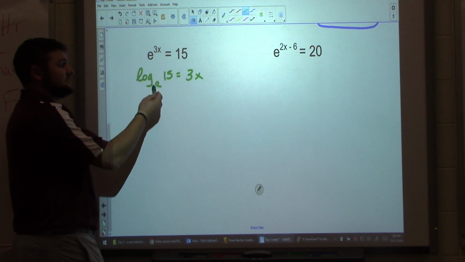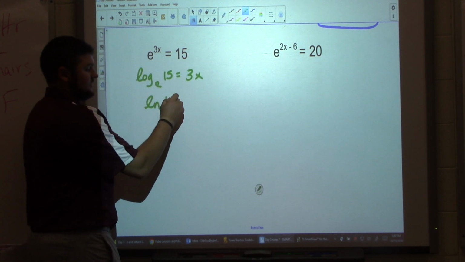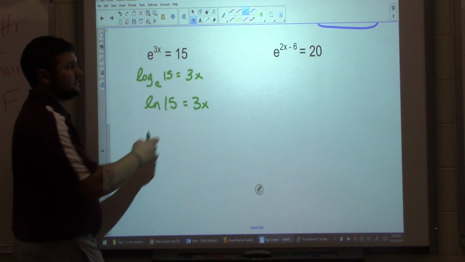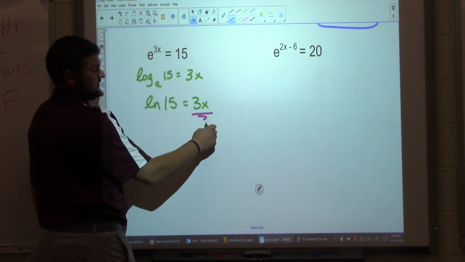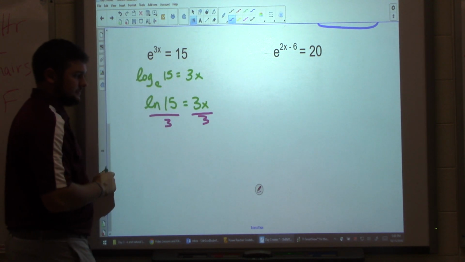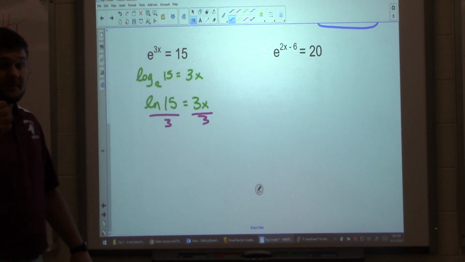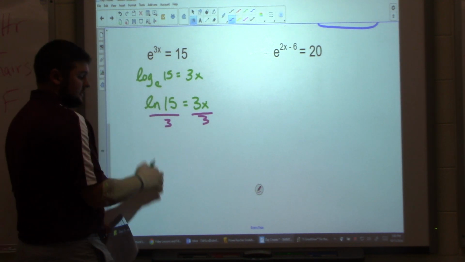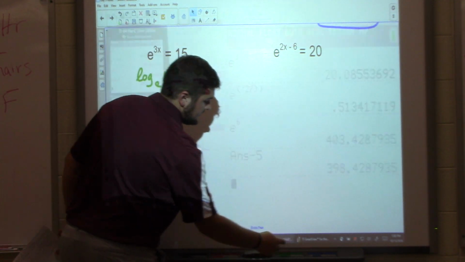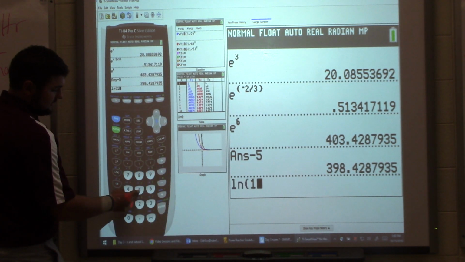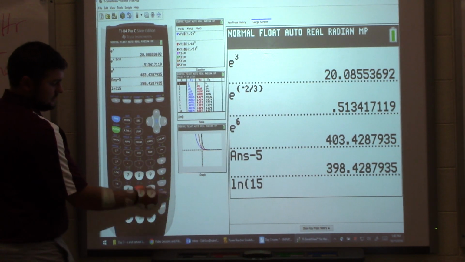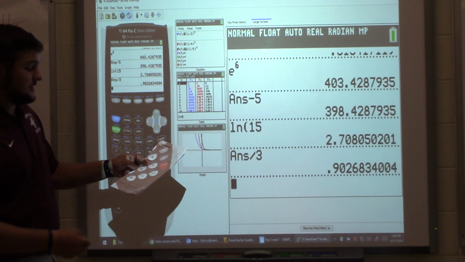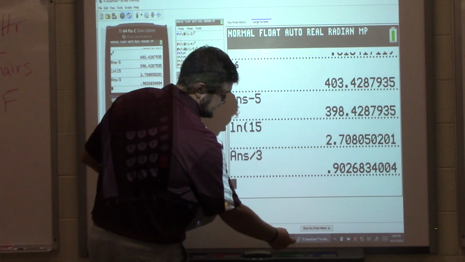Well, log base e is the same as the natural log. So ln of 15 equals 3x. And I know to solve, I'm just going to divide by 3 on both sides. Well, in your calculator, type in natural log 15, enter, and divide by 3, right? Natural log 15, enter, then divide by 3. We should get approximately 0.91, or 0.90, excuse me.